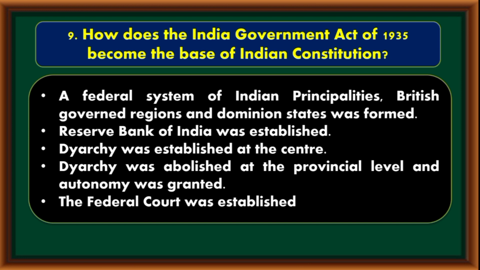How does the India Government Act of 1935 become the base of Indian Constitution? A federal system of Indian principalities, British governed regions and dominion states was formed. Reserve Bank of India was established. Hierarchy was established at the center. Hierarchy was abolished at the provincial level and autonomy was granted. The federal court was established.